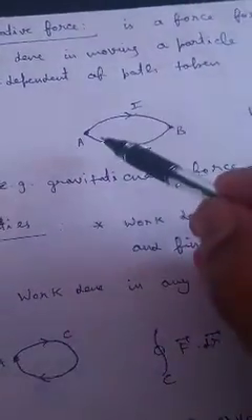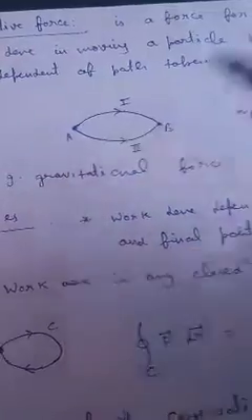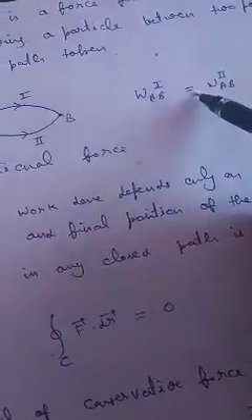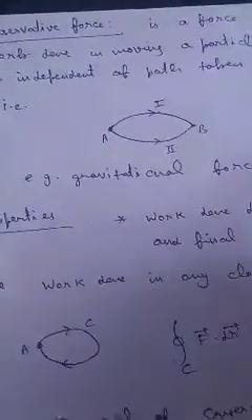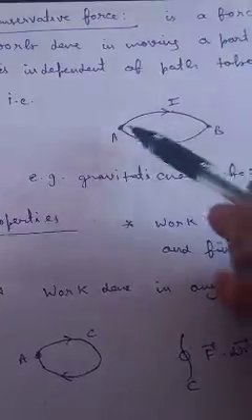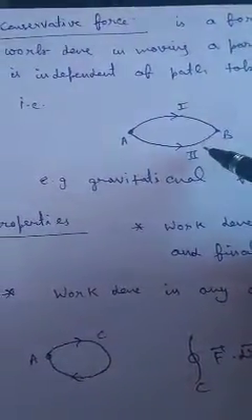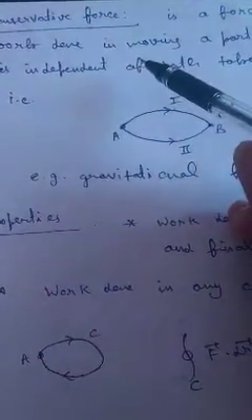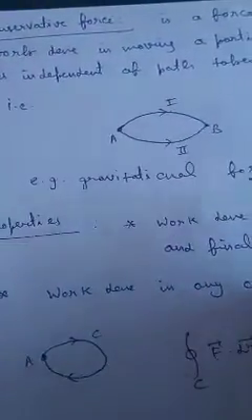Now let's say for a second chance it will move via path 2 and work done is denoted by WAB2. If both works are equal, then this force is called a conservative force. What does it mean? The particle can move from A to B via any path, and if the work done is equal, then it is called a conservative force. And the example is gravitational force.